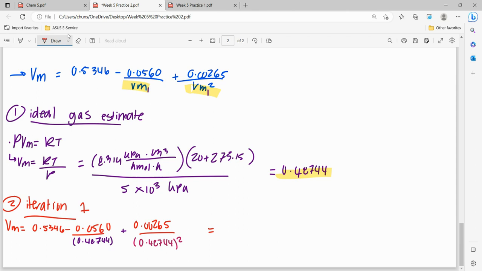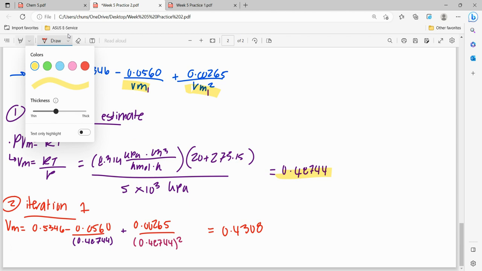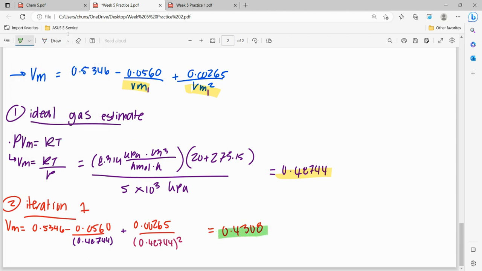Okay, and this gives our left side equal to 0.5346 minus 0.056 divided by 0.48744 plus 0.00265 divided by 0.48744 squared. And this is equal to 0.4308. So you can see these two values are relatively similar to each other, right? As we do more iterations, it becomes more exact to our real numbers.